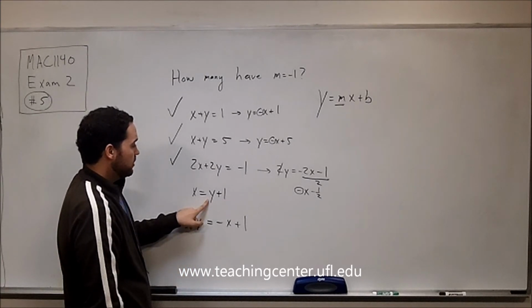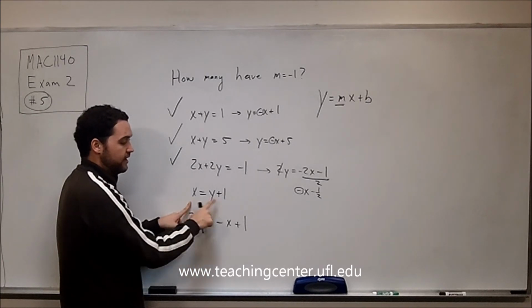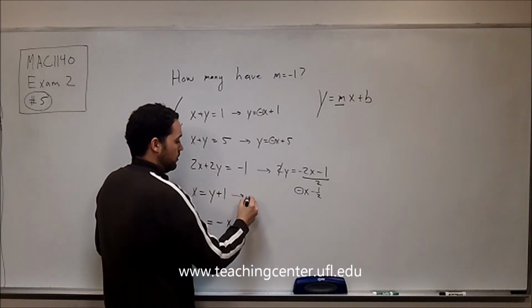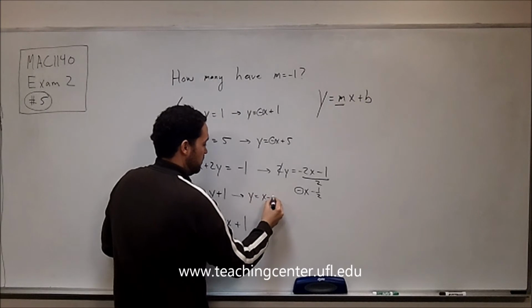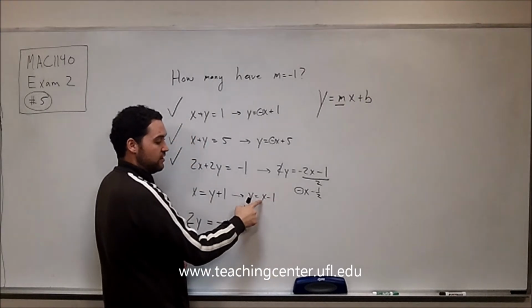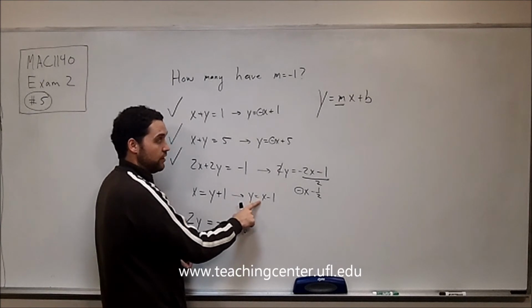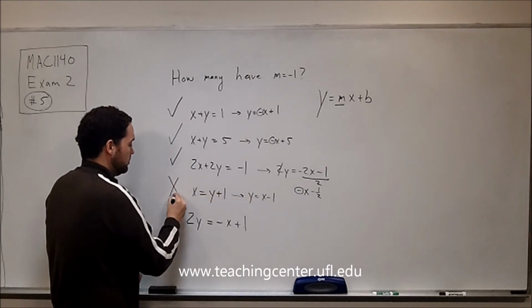This down here, we actually already have the x on the right side. We just want to toss the 1 over there with it. So rearranging, we get this, and you can see that doesn't have a -1 out in front of the x. So that means it has a slope of +1. So this one doesn't work out.